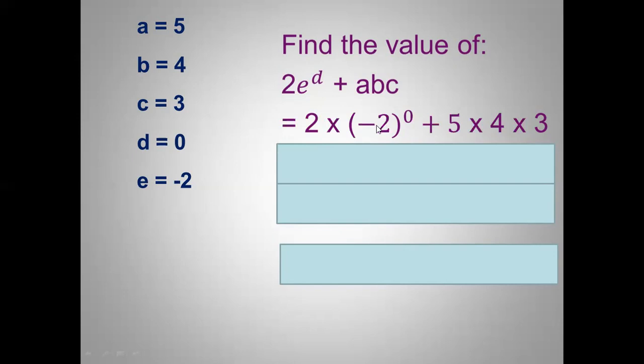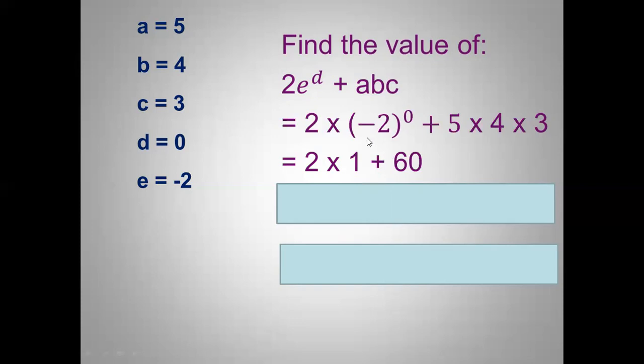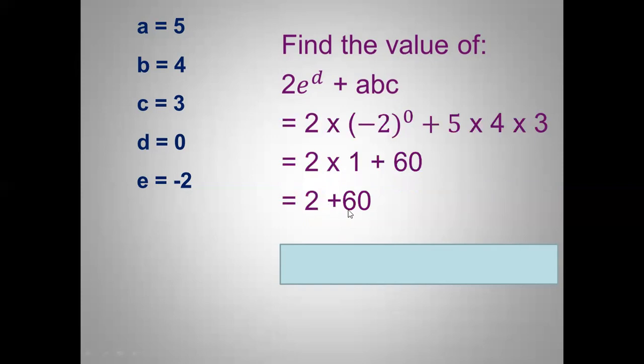Okay, 2 multiplied by negative 2, power 0, plus 5 times 4 times 3. Any number power 0 is equal to 1, so it's as if 2 multiplied by 1 plus 5 times 4 times 3, which equals 60. We know that any number, whether positive or negative, power 0, always equals 1. So 2 times 1 equals 2, so it will be 2 plus 60, and the final answer is 62.